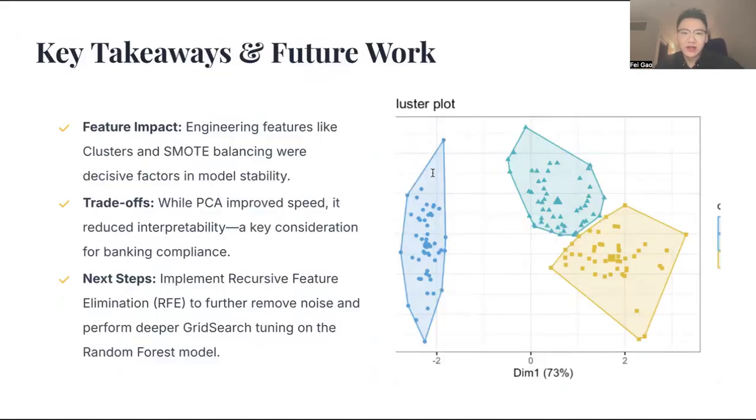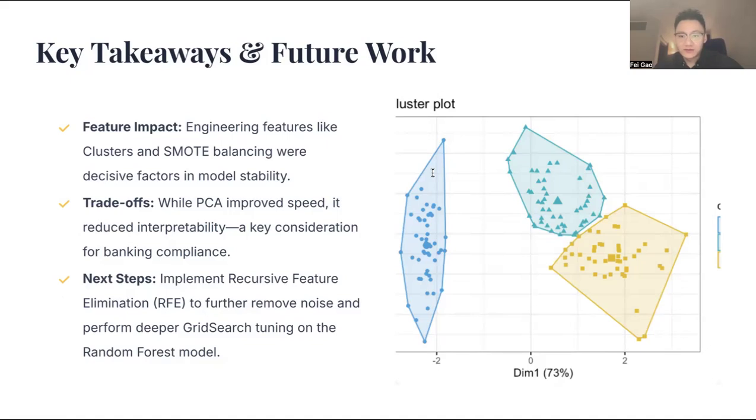So in conclusion, automated ML models can significantly outperform manual reviews. Feature engineering steps like SMOTE and clustering were decisive factors in model stability. However, techniques like PCA make the model harder to interpret.